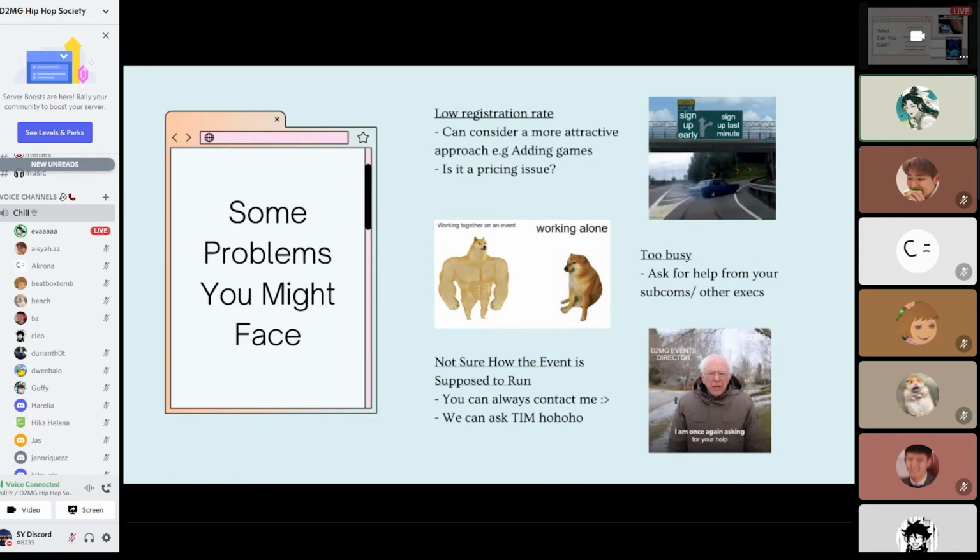And then the next one is, is it because of the price? Is it too expensive? If you get feedback from people that, oh, I don't want to join because it's too expensive, then you have to discuss it with the treasurer and see where you can compromise.